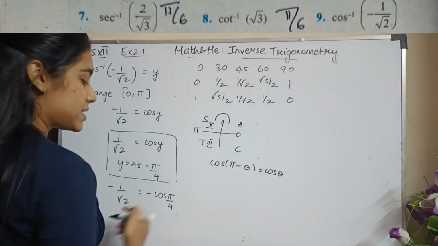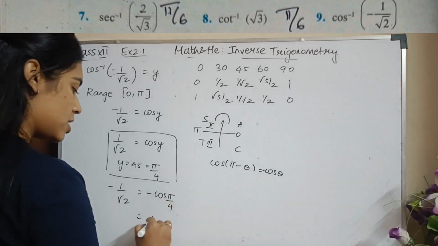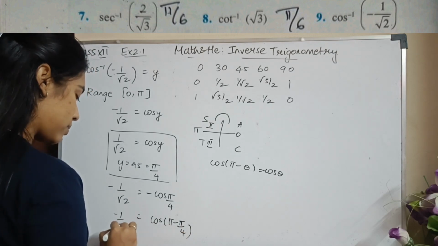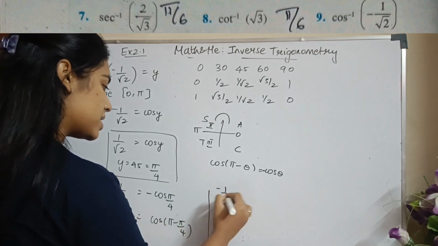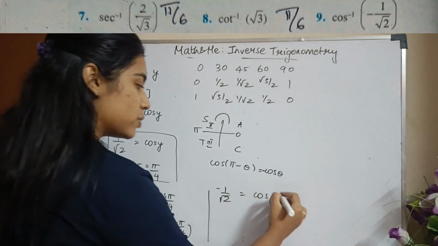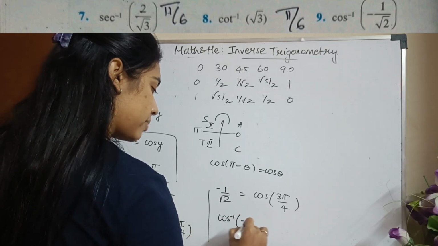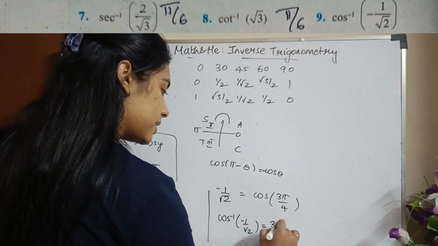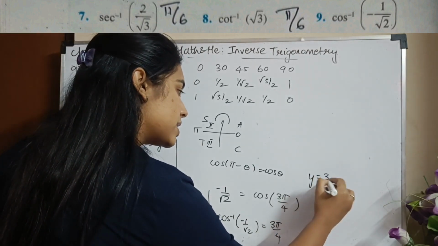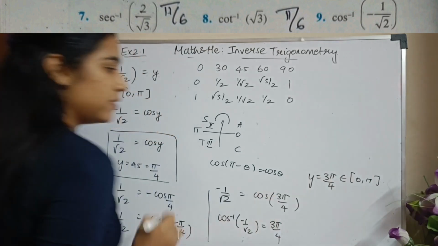So cos of pi minus theta is minus cos theta. So I can write this as: this is cos of pi minus pi by 4, which is minus 1 by root 2. So minus 1 by root 2 equals cos of 4 pi minus pi, which is 3 pi by 4. So I have cos inverse of minus 1 by root 2 equals 3 pi by 4. Is it in the range 0 to pi? Yes. So y value is 3 pi by 4, which is in the range 0 to pi. Principal value. Okay.